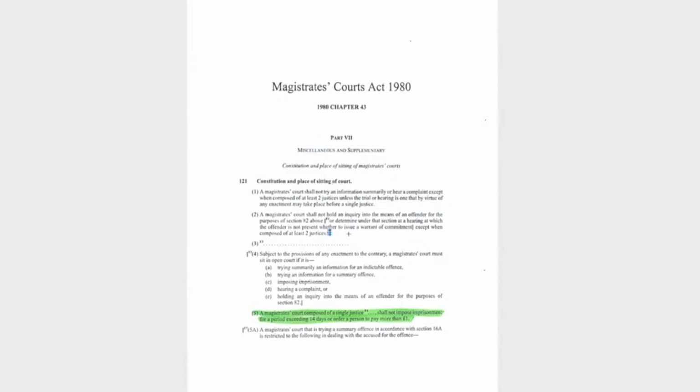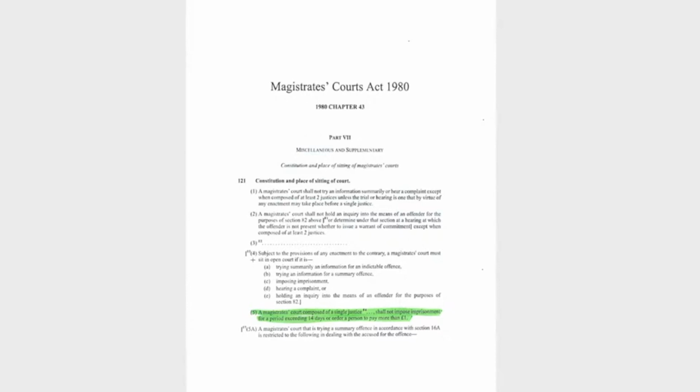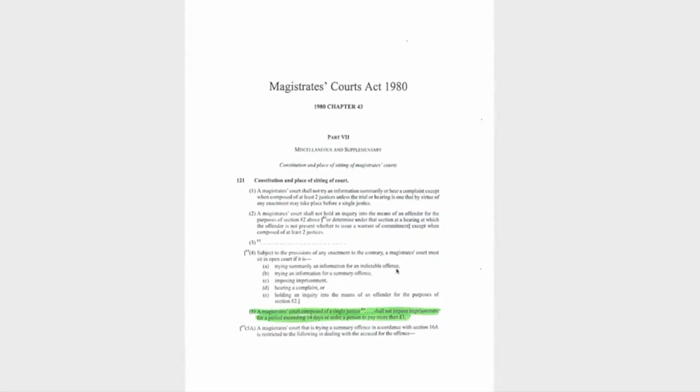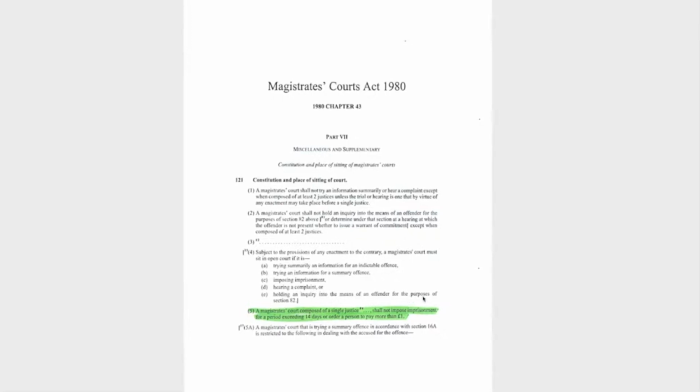So warrants can't be issued unless it's 2 sitting with 2 justices. And 3, says F2, and then 1 F3, 4. Subject to the provision of any enactment to the contrary, a magistrates' court must sit in open court if it is trying summarily an information for an indictable offence, trying an information for a summary offence, imposing imprisonment, hearing a complaint, or holding an inquiry into the means of an offender for the purposes of section 82. Okay? So that's your cash. They can't do that. It has to be 2.